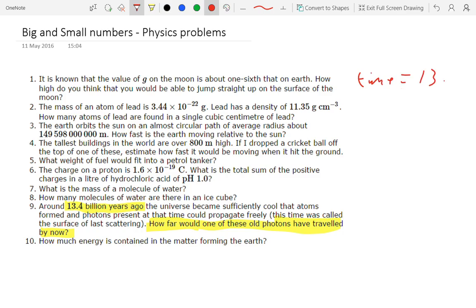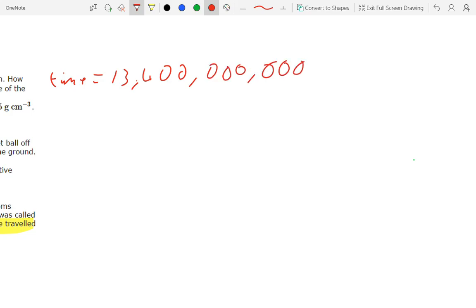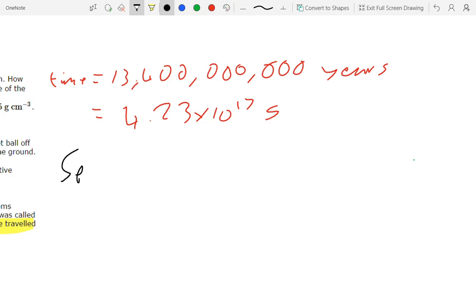So what this really is, is a sort of speed equals distance over time question. So we've got our time, which is 13.4 billion years, so I'll change this to a comma, 0000000. So none of these are sixes, that's just my bad handwriting. And that's in years, so we want to convert that to seconds, which means times it by 24, then times it by 60, then times it by 60 again. And I can assure you that the answer to that is 4.23 times 10 to the 17 seconds. So that's just converting from years to seconds.